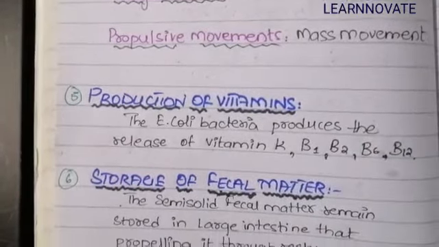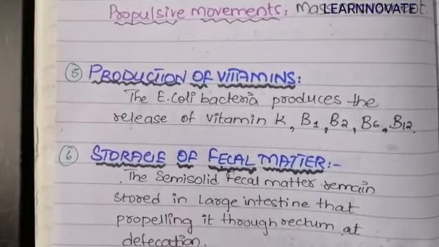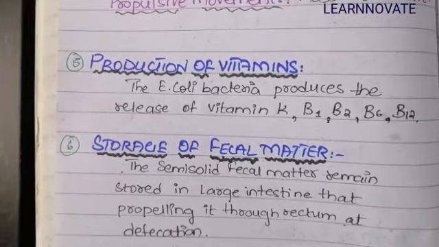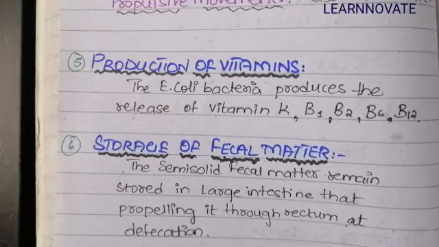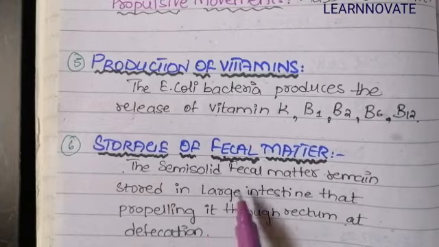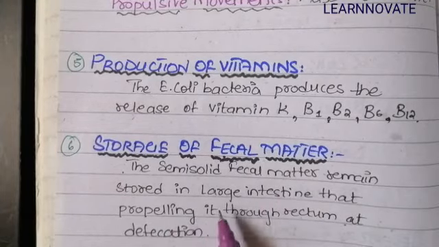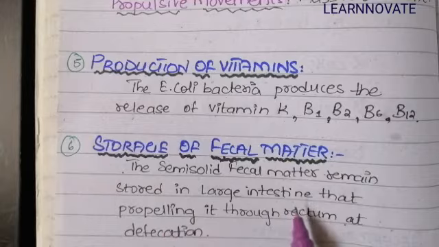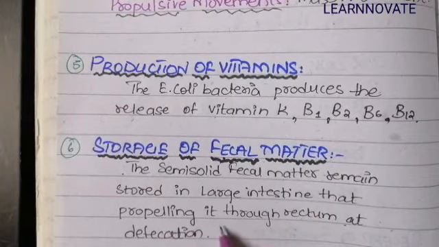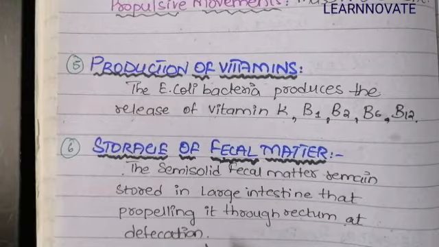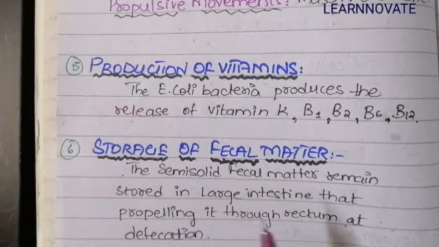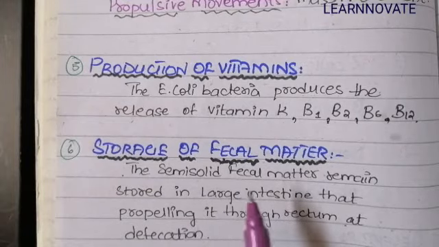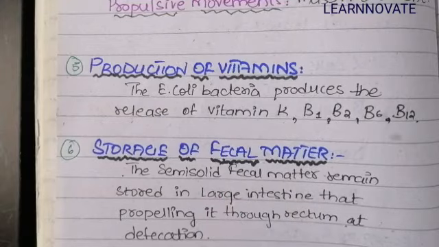The last function is the storage of fecal matter. When there is complete absorption of water and nutrients from the chyme coming from the small intestine, this semi-solid fecal matter remains stored in the large intestine for the time being, and then it is propelled through the rectum at the time of defecation. When the muscles are relaxed, there will be defecation, and the fecal matter stored in the large intestine is released. So the storage of fecal matter is also a function of the large intestine.